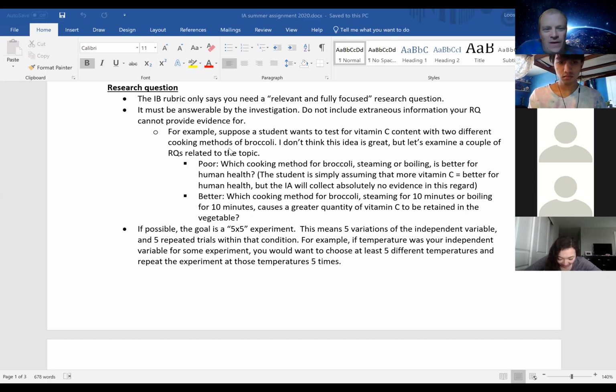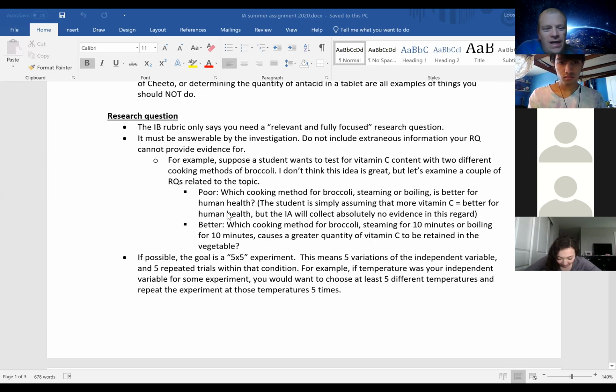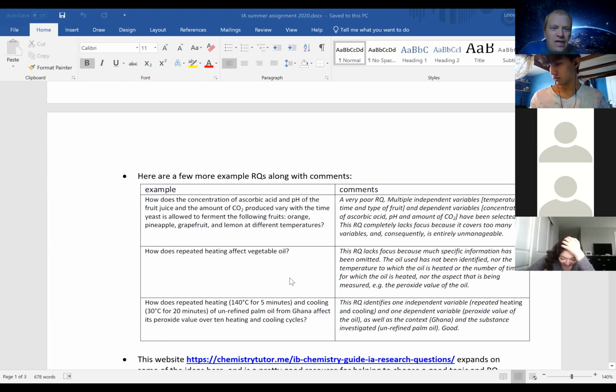Something similar, something along those lines. What IB kind of wants, if possible, and I may have mentioned this before in class, is a 5x5 experiment, meaning 5 variations of the independent variable and 5 repeated trials. So if temperature is an independent variable, you're running the thing at 5 temperatures, and then you're trying to repeat it 5 times. So maybe it's 10, 20, 30, 40, 50 Celsius or whatever, and then you're running it 5 times at 10 degrees, 5 times at 20 degrees, and so on. So that's another thing to think about in terms of your topic.